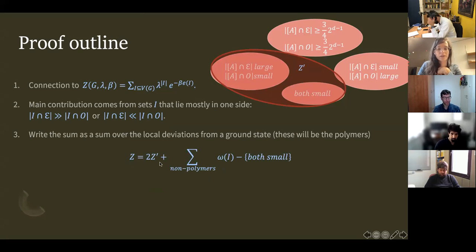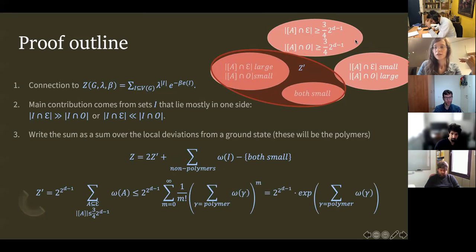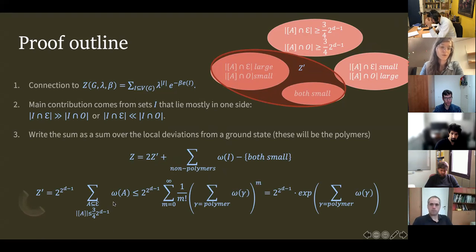Okay, so we can just write the partition function as 2 times this because it's just symmetric, plus the non-polymers, minus the thing that we counted twice. Okay, so now let's see how we can express this Z prime, which is the main thing that we want to check. We have a bound on the size, and we can write it like this.